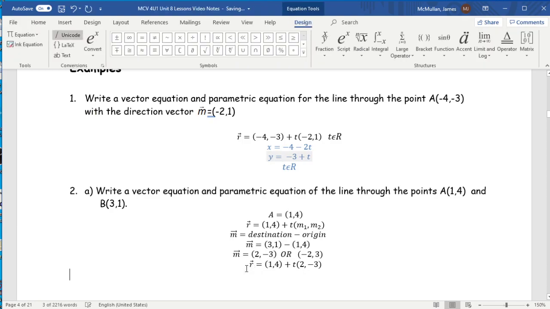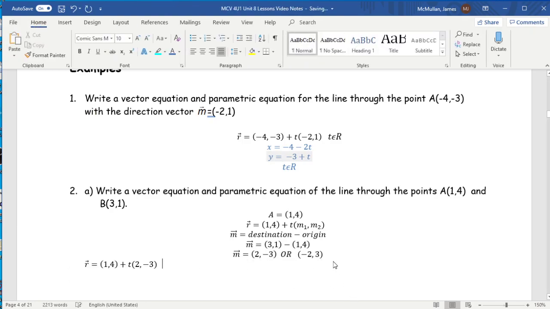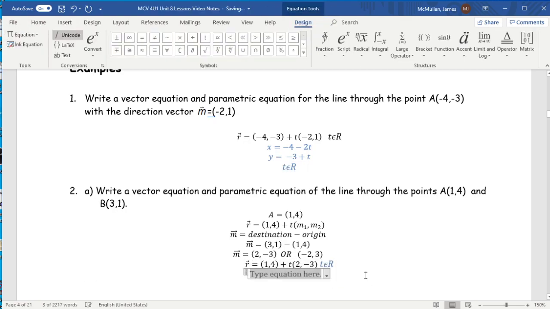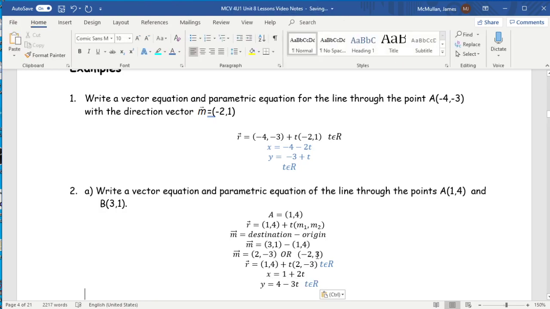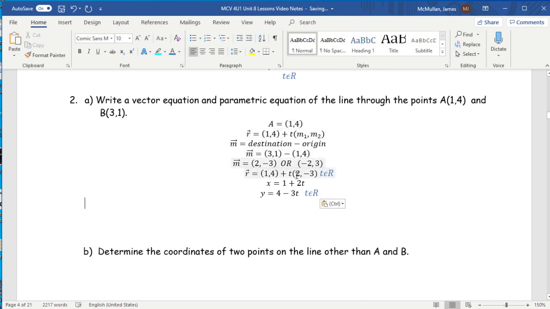The parametric equation would just be x equals 1 plus 2t and y equals 4 minus 3t. And again, t is some real number. Okay, so there you go.